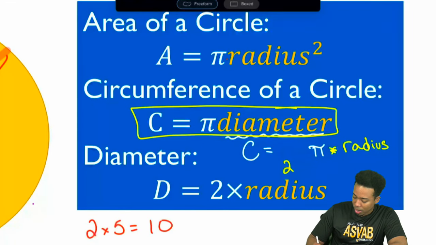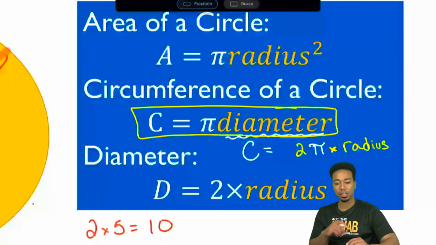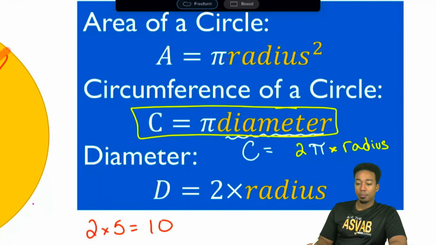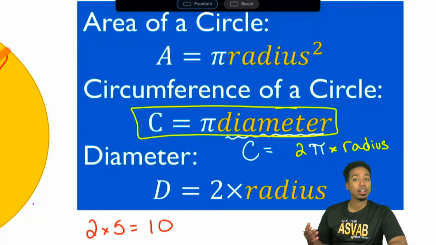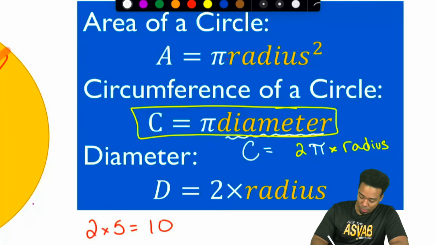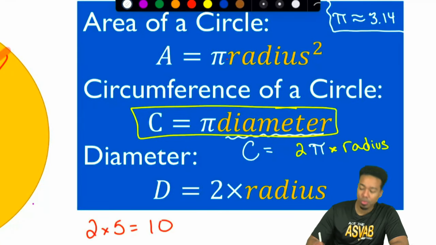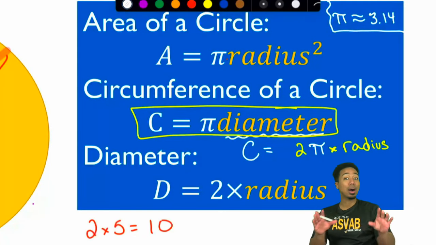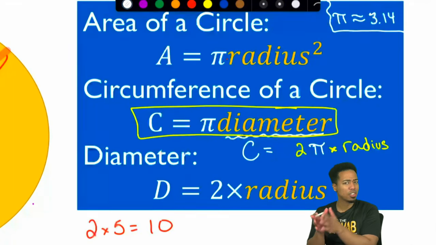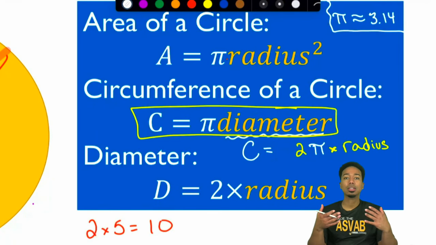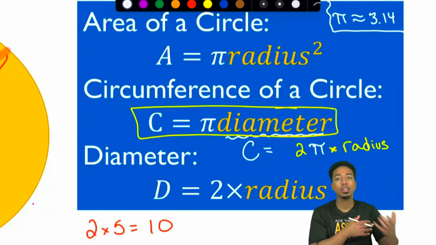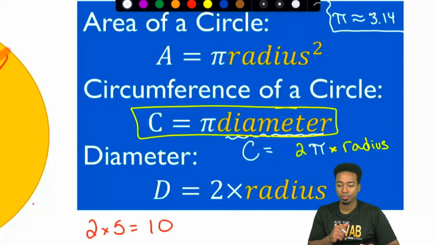That's another way of looking at it. Pi is actually just a value, and I can write this out over here for us. Pi is approximately 3.14. So there are going to be times where the problem will tell you, keep pi as pi, don't actually give it a number. Sometimes it'll say approximate the value of pi, which would be 3.14.